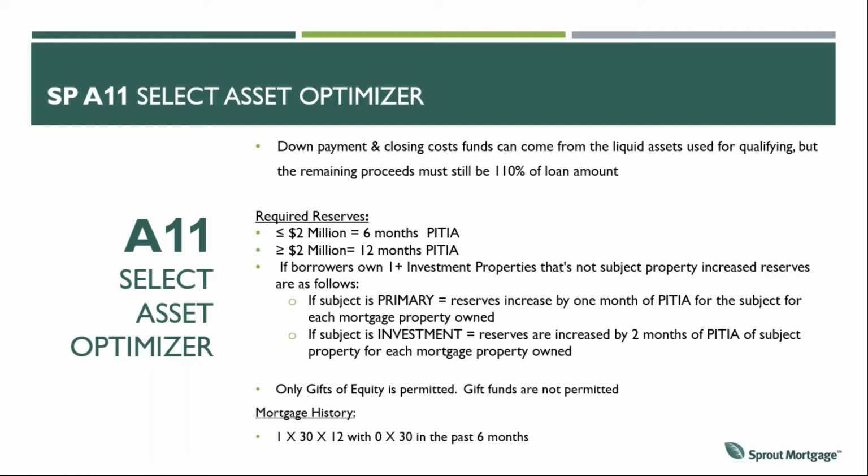Required reserves for a loan amount less than or equal to $2 million require 6 months PITIA. If the loan amount is greater than $2 million, it will require 12 months PITIA. If the borrowers own additional financed property, the reserves are going to be increased by either 1 month or 2 months, depending upon whether the subject is a primary residence or an investment property. And then gift funds in this program are not permitted.